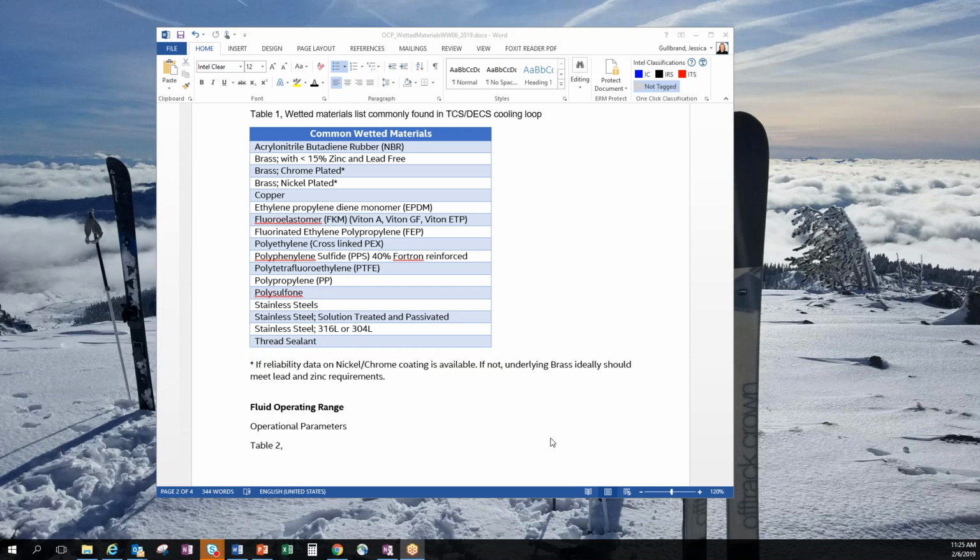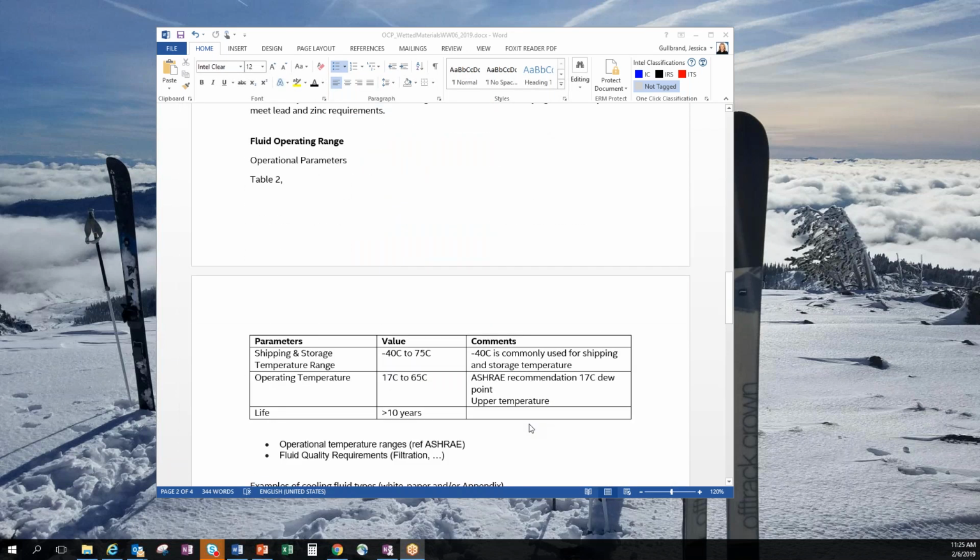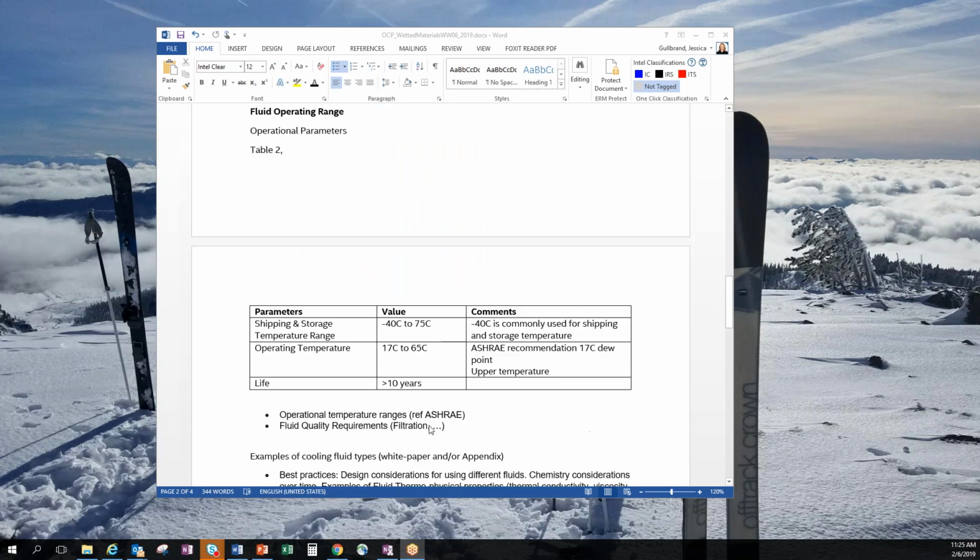And then I was hoping for a discussion around the fluid operating range. So I put some parameters down here as well. Again, if we're saying that we have a wetted materials list, we also need to at least be able to provide to the suppliers the temperature and life expectancy range that we're considering.